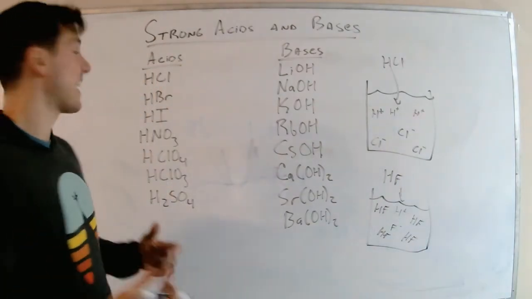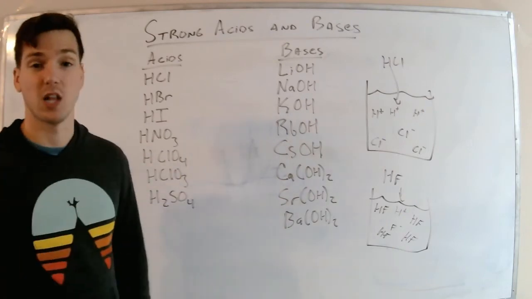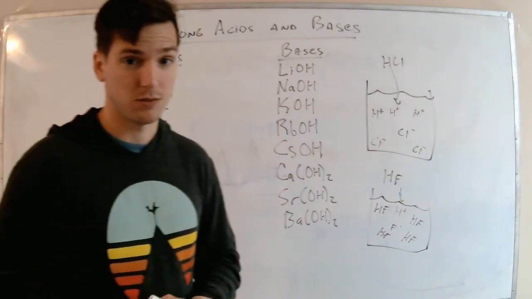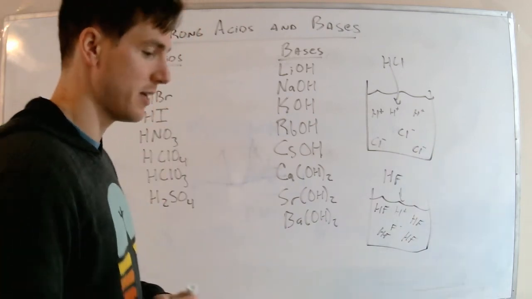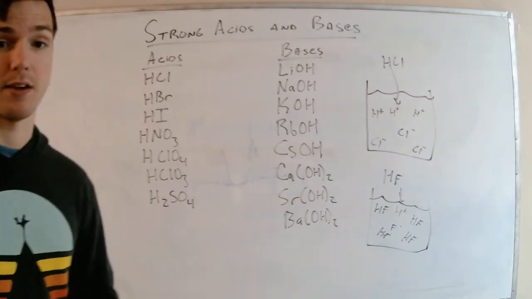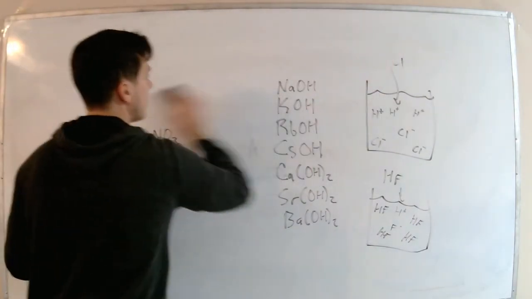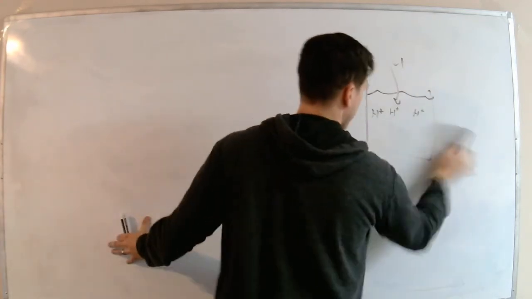Okay, but get that through your brains, okay? Strong acids dissociate a lot. Weak acids and weak bases don't dissociate a lot. All right, so what does that mean as far as Ka goes? Well, let's just look at some Kas and some Kbs real quick and write those.